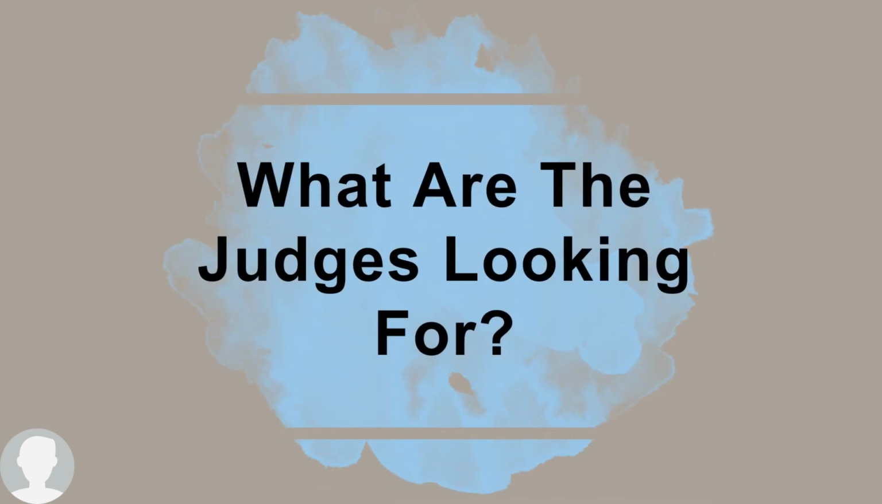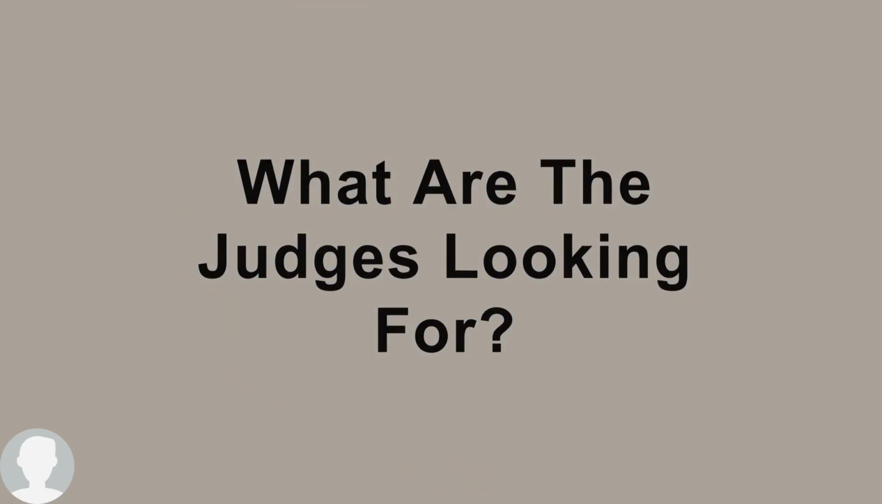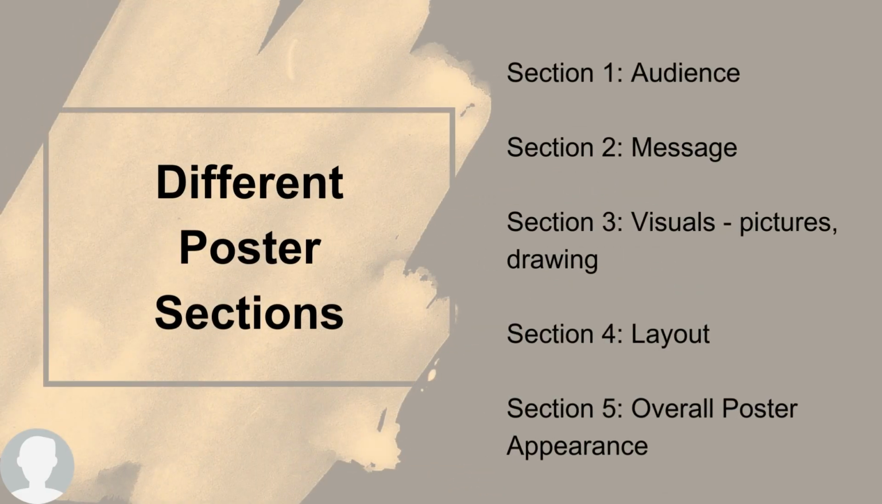Along with guidelines, there are also certain things that judges look for. So let's go take a look. There are 5 sections that the poster will be judged on. Section 1 is the audience. Section 2, the message. Section 3, visuals such as pictures and drawings. Section 4 is the layout. Section 5 is the overall poster appearance.